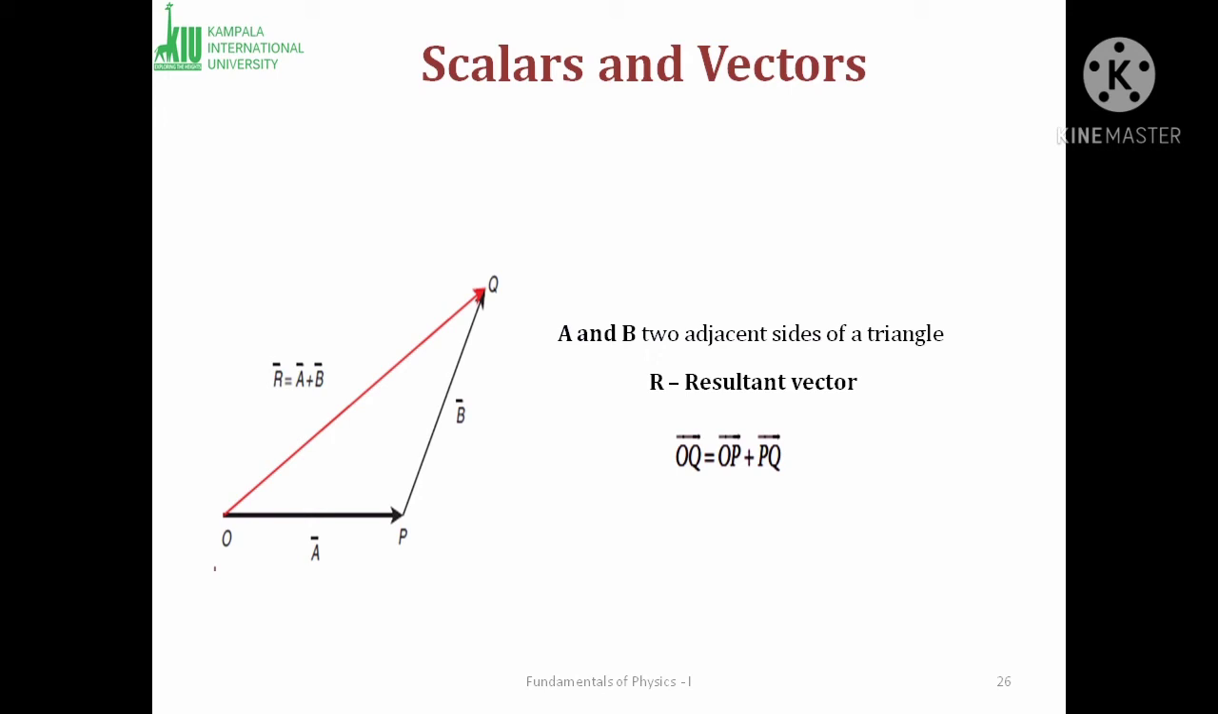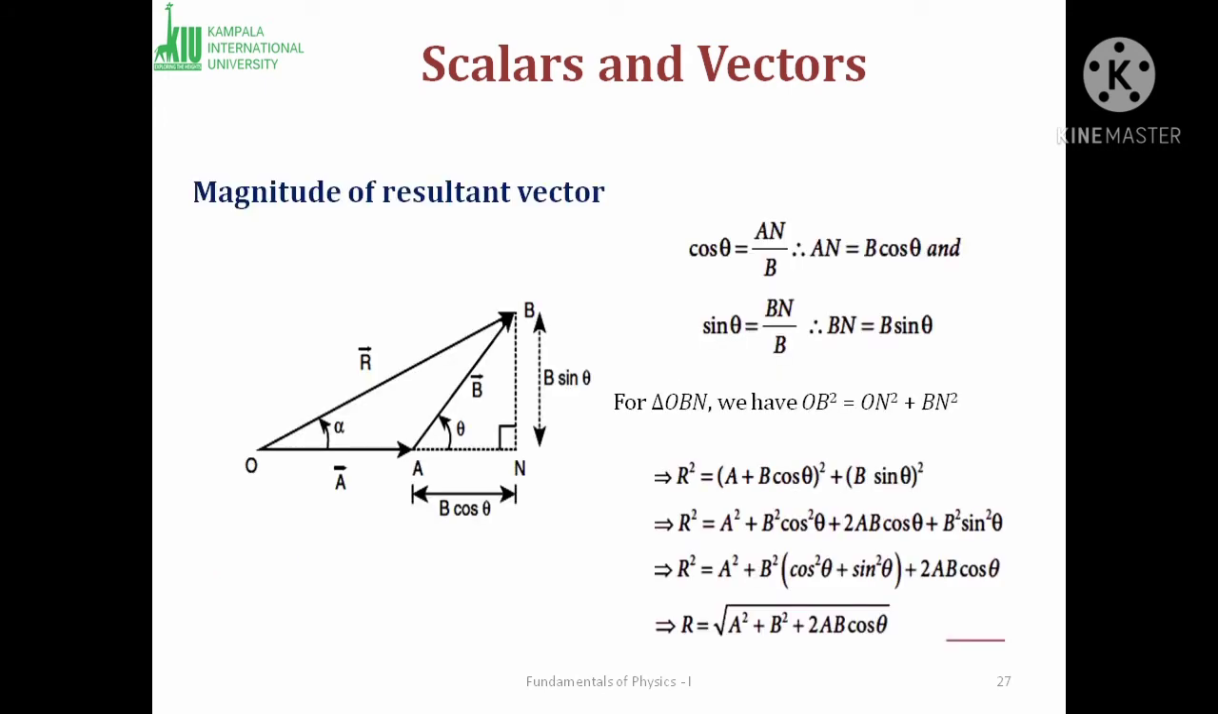So these A and B are the two adjacent sides of the triangle. So in this diagram, OQ, that is resultant vector R, is equal to OP, that is A vector, plus PQ, that is B vector. And how to find the magnitude of the resultant vector? So this is A vector in this diagram, this is B vector, this is the resultant vector.